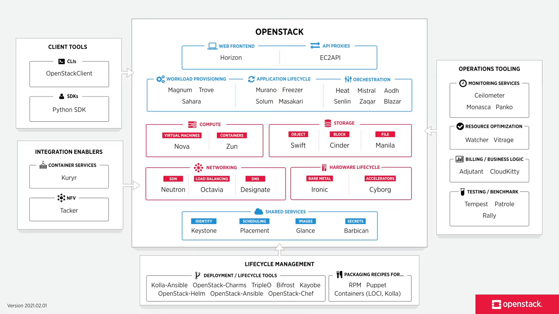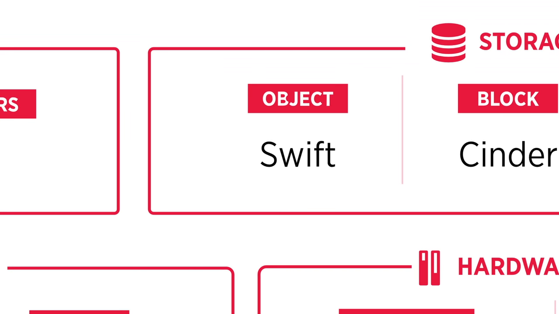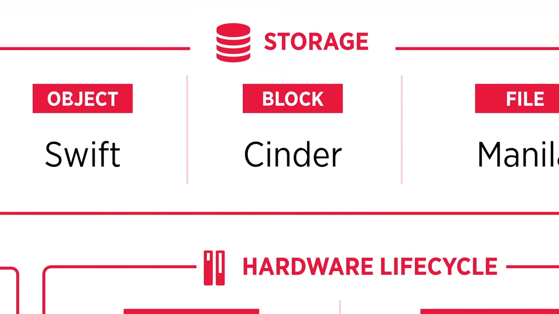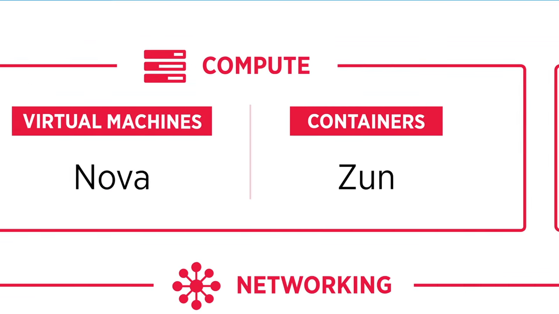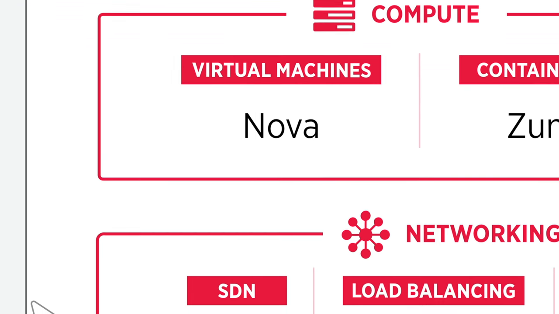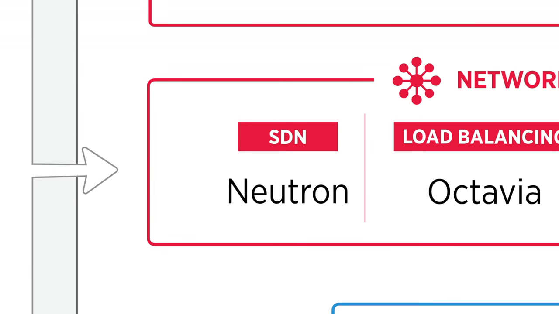services do. OpenStack Object Storage, or Swift, is a highly scalable distributed object storage system. OpenStack Block Storage, called Cinder, is a service for managing block storage devices. OpenStack Compute, called Nova, is a cloud computing fabric controller which manages the allocation of compute resources. OpenStack Networking, called Neutron, is a system for managing networks and IP addresses.